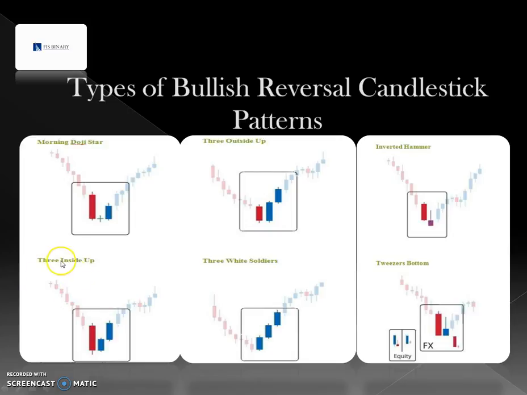Now we can also talk about the three inside up. The three inside up forms when a bearish candlestick forms first, followed by a bullish candlestick which opens and closes within the body of the bearish candlestick. It doesn't move outside of it. It closes within the body of the bearish candlestick, followed by another bullish candlestick. When this pattern forms, you take your trade. What this implies is that once this last bullish candlestick closes, you take a call, which implies that the market is going to go up in the near future.